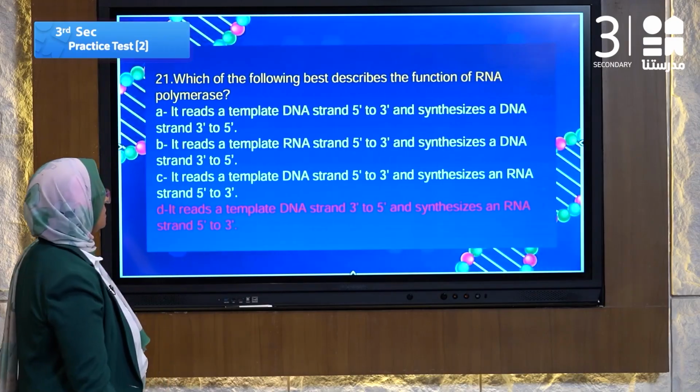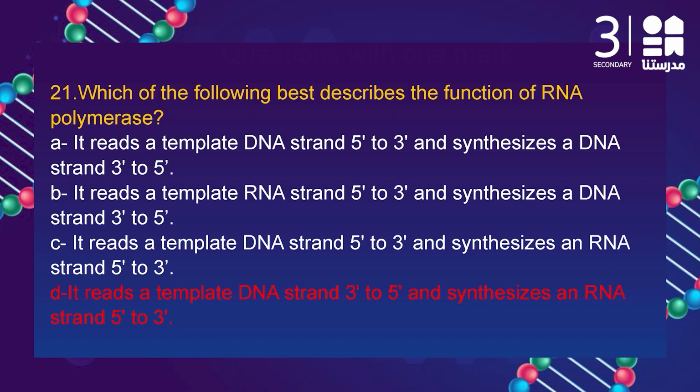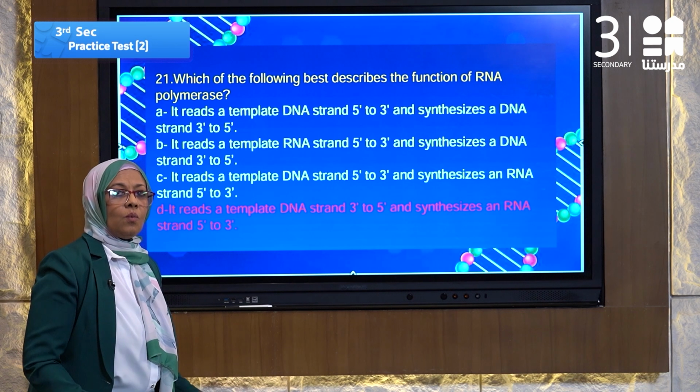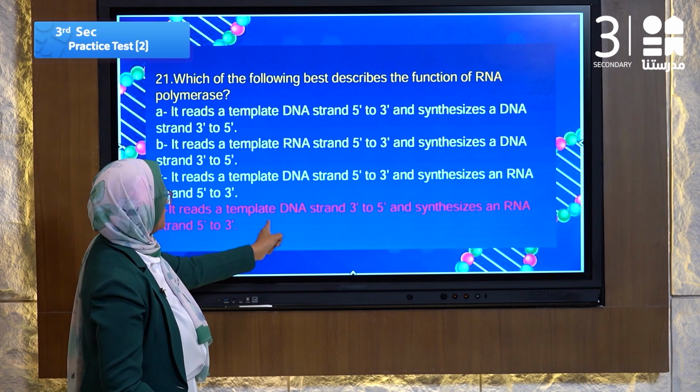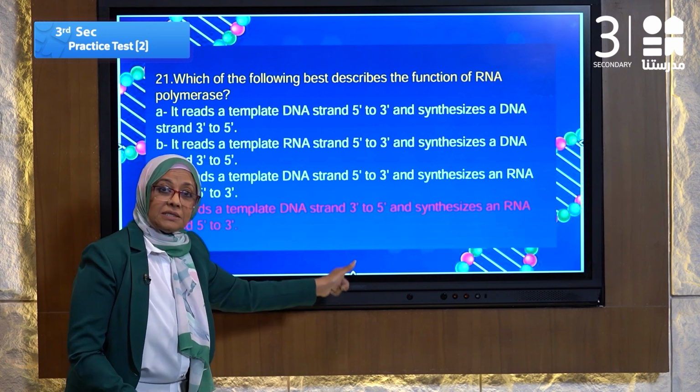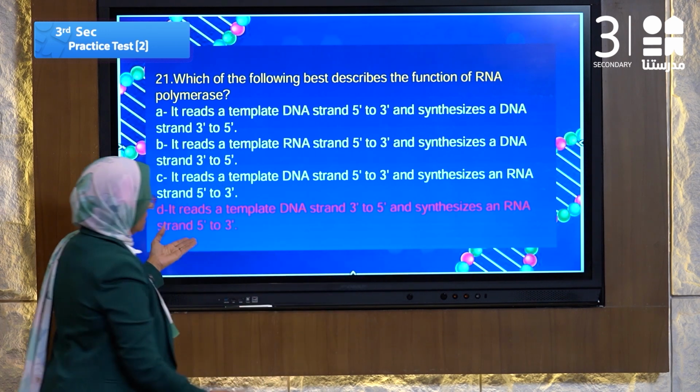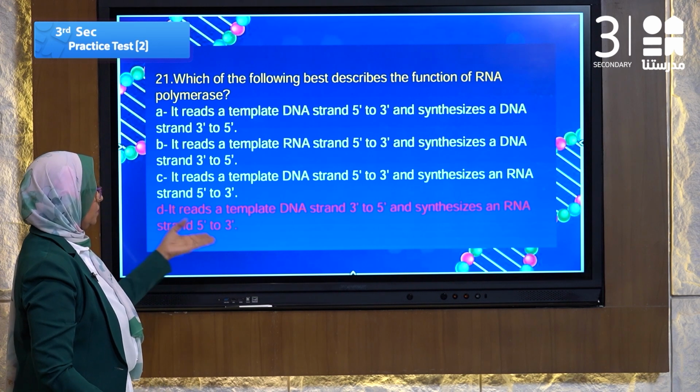Let's go to the answer. It will be a template. It reads a template of DNA. RNA polymerase reads the DNA strand from 3' to 5', then synthesizes an RNA strand 5' to 3'. We now know the function of RNA polymerase. It reads, then synthesizes. What does it synthesize? An RNA strand from 5' to 3'.